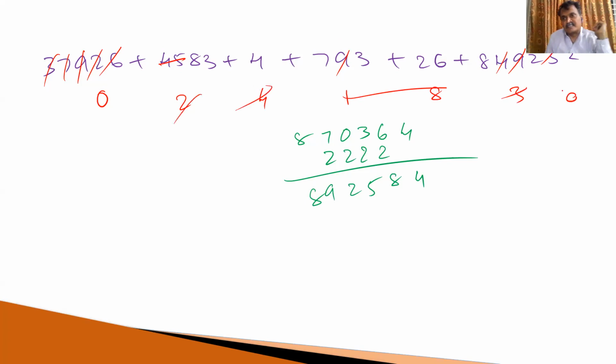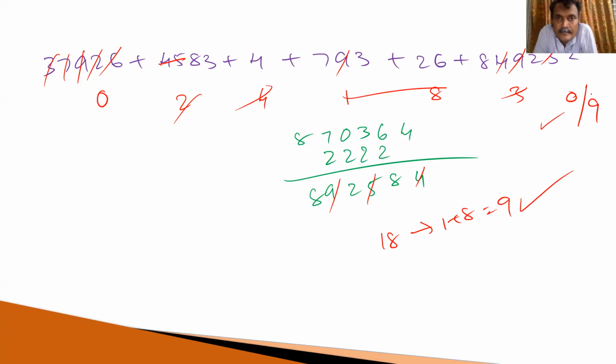So what is the answer? Answer is 0 or 9. Now come to this case. 9 gets cancelled. 5 and 4 gets cancelled. 8 plus 2, 10. 10 plus 8, 18. That implies 1 plus 8, that is equal to 9. So your answer is correct. What is the previous case? You did a mistake in addition. But what about this case? You'll get the exact answer.